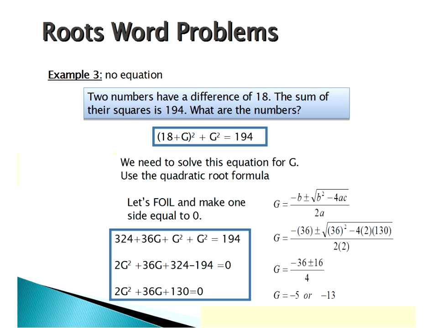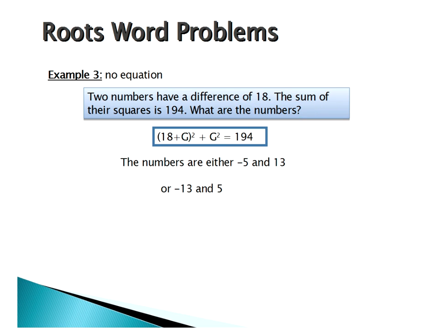Now I get 2 answers. These are not the 2 numbers that I was looking for. The question says, what are the 2 numbers? Well, the 2 numbers I have are going to be S and G. This is just 2 possibilities for G. So if G is negative 5, then S equals 13. Or if G is negative 13, then S equals 5. So the 2 numbers are either negative 5 and 13 or negative 13 and 5.